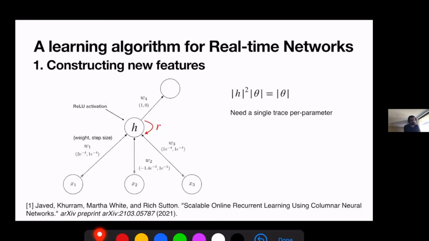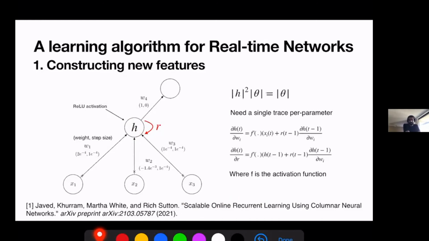This is not only true for this simple recurrence, it is also true if you add a single GRU cell or an LSTM cell. If you want to look at the derivation for the LSTM or GRU cell, they are in the paper cited at the bottom. If you look at the update equations, you essentially have to keep one trace, and the update equation for the trace is also pretty simple. Using this, you can apply the same algorithm, but now construct recurrent features.